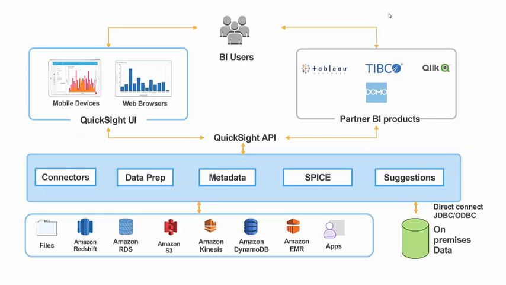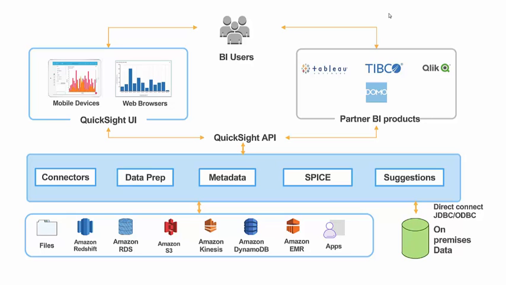Here's the meta architecture of the product. To access QuickSight, pick your favorite mobile device or web browser, connect through the UI to our core engine. The engine consists of 5 key components. There's a data connector that's built into the product that automatically discovers and connects to all AWS data sources. That means, as a user, you don't have to worry about how to connect with our data sources.